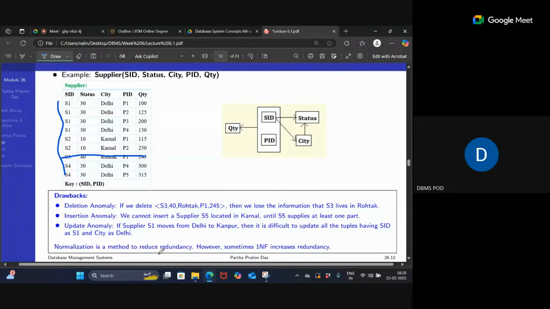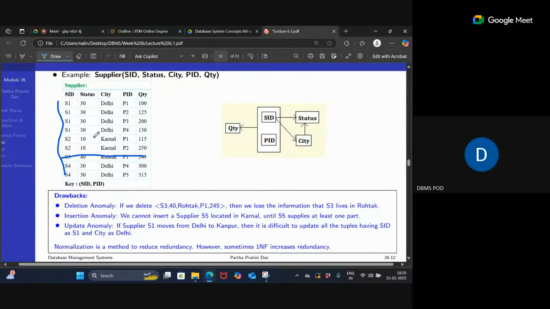Normalization is a method to reduce redundancy. However, sometimes 1NF has this kind of redundancy. You can see the information is redundant: S1 30 Delhi, S1 30 Delhi. We are storing the same information in multiple records. So 1NF has a lot of redundancy, and there are these anomalies also.